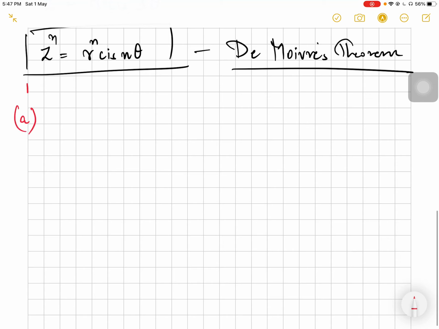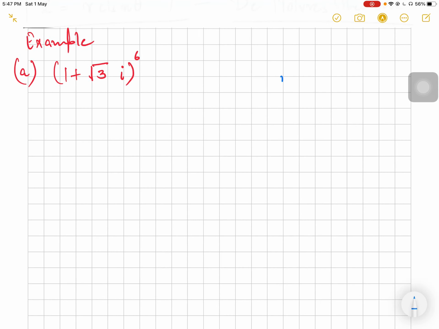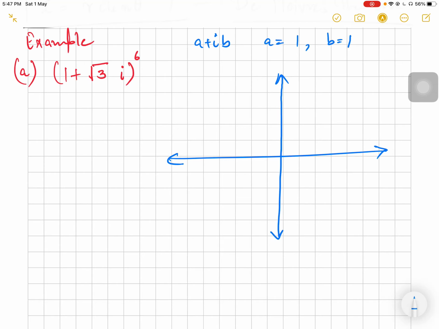Let's say I want to calculate 1 plus root 3 i, whole power 6. So the first thing I'll do is convert this into its polar form. For that, let's use a representation of the Argand diagram. This is my rough work. If I compare this with a plus ib, my a is 1 and b is root 3.